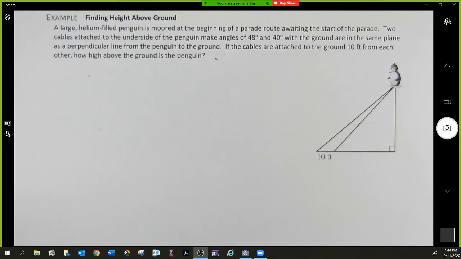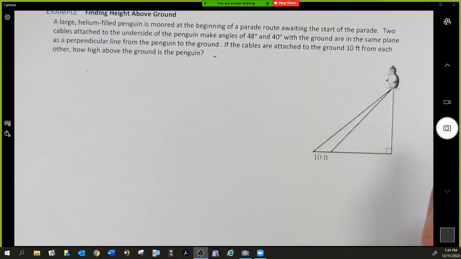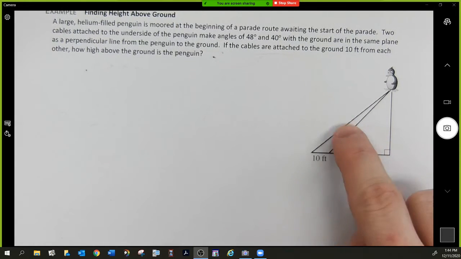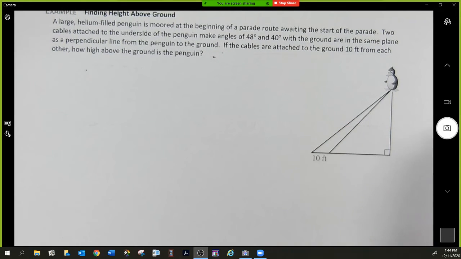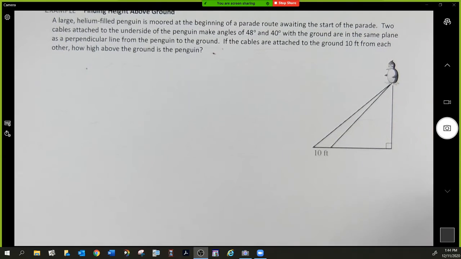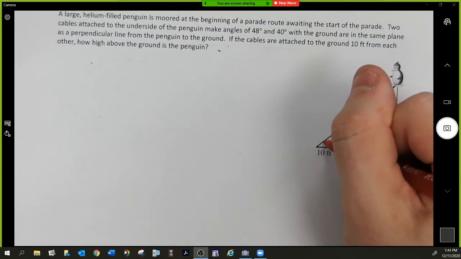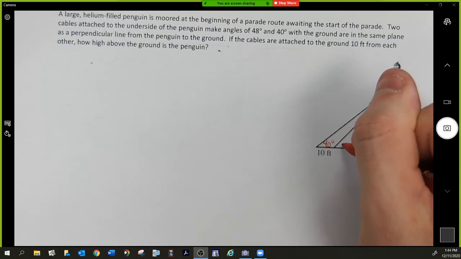A large helium-filled penguin is moored at the beginning of a parade route. That means it's tethered down, awaiting the start of the parade. Two cables, which are these hypotenuses, I'm not sure how to say that word. These cables are the hypotenuses of the triangles. They are attached to the underside of the penguin, and they make angles of 48 degrees and 40 degrees with the ground. So that puts these angles down here, 40 degrees and 48 degrees.